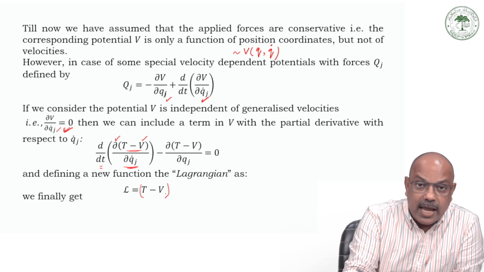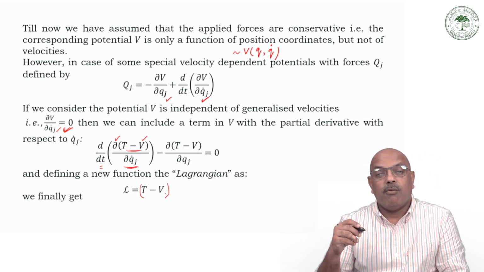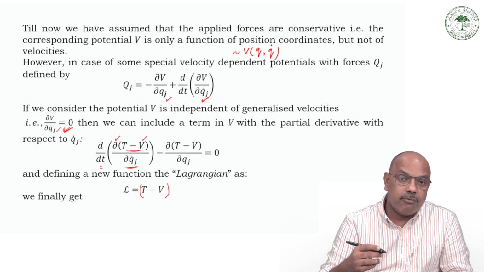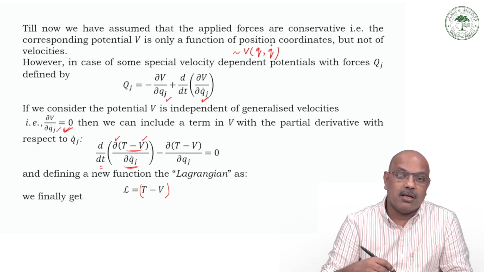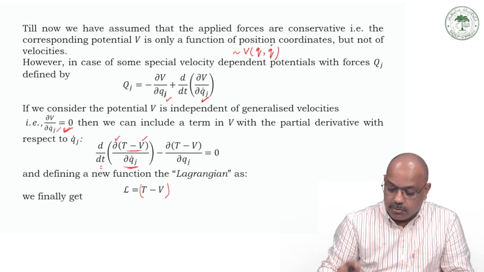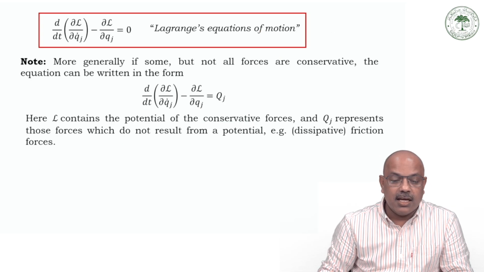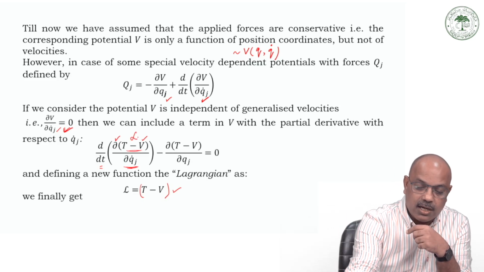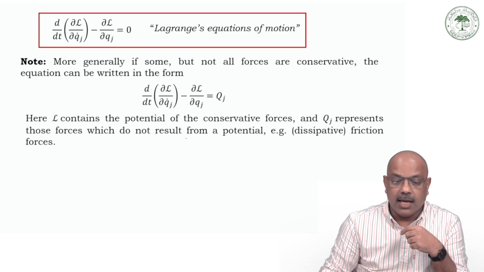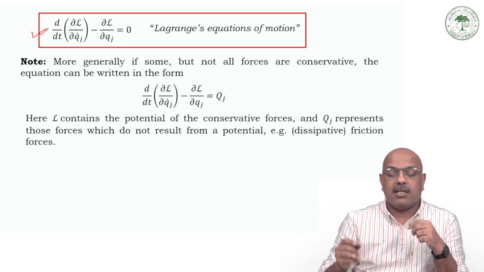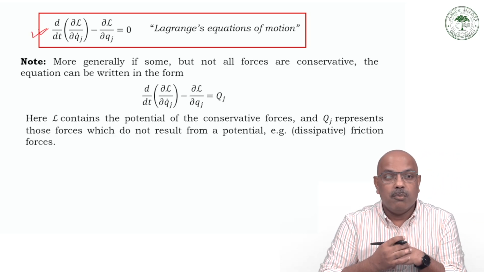Because we know that this quantity T minus V is going to be the Lagrangian of the system in which the conservative forces are acting, and those conservative forces are derived from the potential, which are the function of the position coordinate only in terms of the generalized coordinate. So we finally lead to this equation, that is, my T minus V becomes L, and then I have this equation which is known as the Lagrange equation of motion.